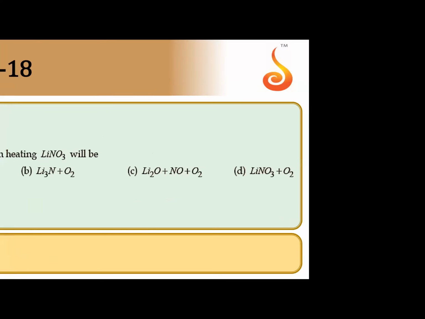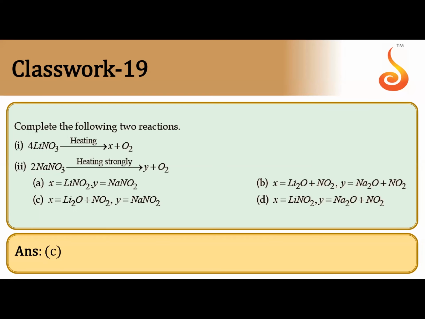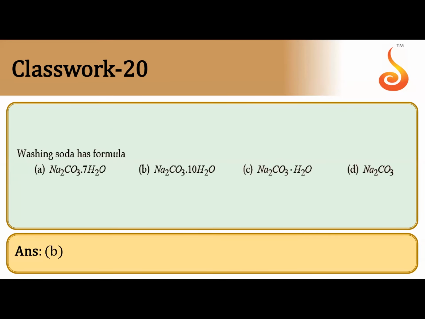Next, lithium nitrate on heating will give X, which is Li2O plus NO2. Already we have seen this in the previous question. Number 2, sodium nitrate on heating will give Y, that is sodium nitrite and oxygen. X is sodium nitrite. Therefore, option C is correct. Washing soda has the formula Na2CO3.10H2O. Straight question, children. Option B is correct.